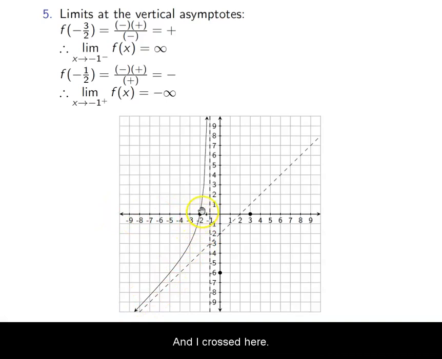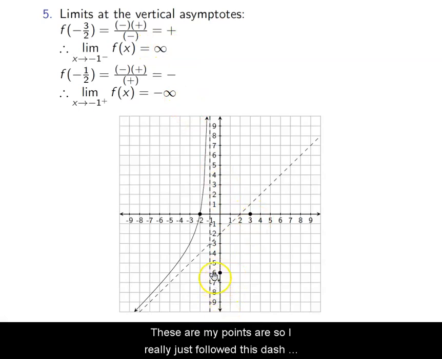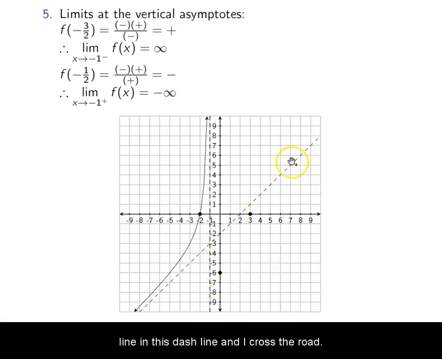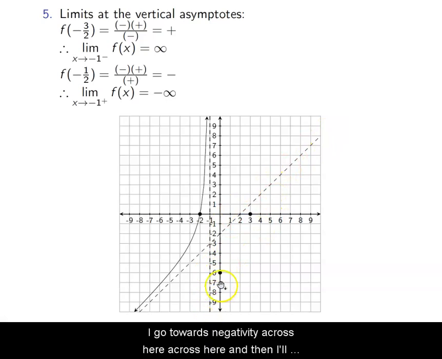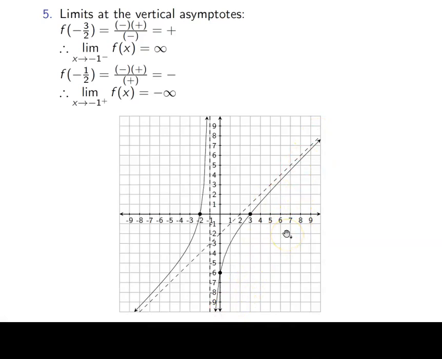And I cross here. And as I get closer to negative 1 from the left, I continue to go to infinity. Same thing here. These are where my points are, so I really just follow this dashed line and this dashed line, and I cross through. So I go towards negative infinity, I'll cross here, and then I'll just kind of follow this line. And as x gets large, so does the slant asymptote, so I'm just following my asymptote. I always get close to my vertical and slant asymptotes. And that's my graph.